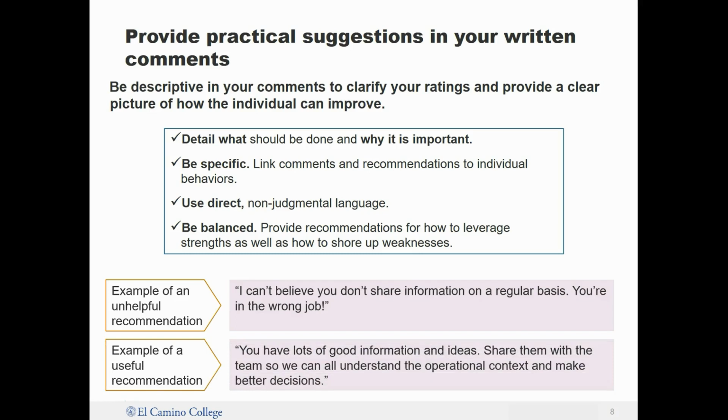Next is an example of a useful recommendation. You have lots of good information and ideas. Share them with the team so we can all understand the operational context and make better decisions. Notice the differences between the comments and how the useful recommendation incorporates the tips we just discussed. Providing detail, being specific, using non-judgmental language, and being balanced.